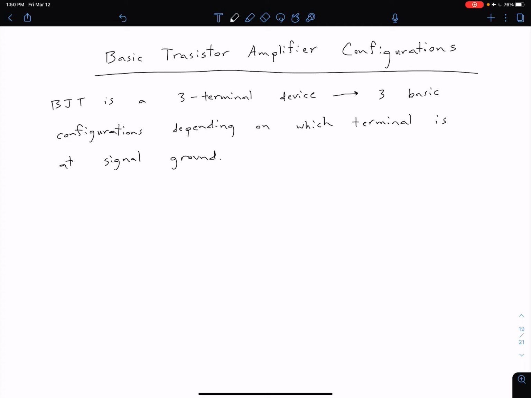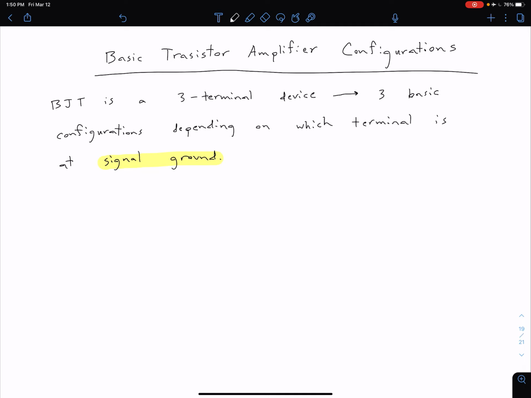In the remainder of this unit, we're going to be looking at various amplifier circuits. For our BJT, because it's a 3-terminal device, we're going to see that we have 3 basic configurations depending on which of those terminals is at signal ground. And so note here, we're specifying that this is signal ground, not necessarily a physical direct line to ground.